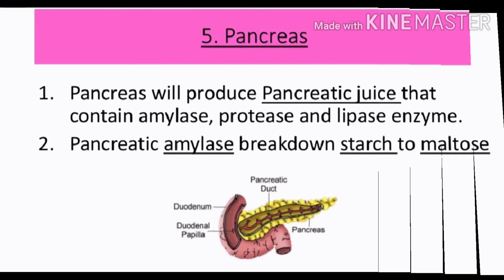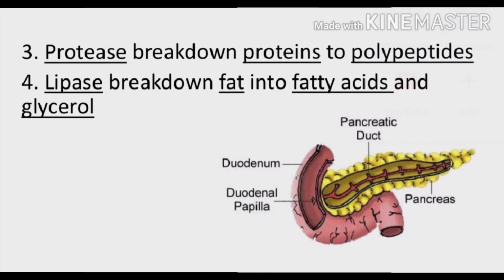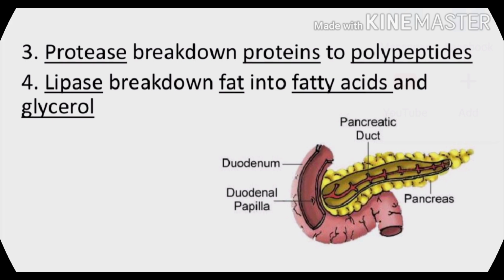Now move towards the next part of the human digestive system, that is pancreas. You see in the diagram, pancreas will produce pancreatic juice that contains amylase. We have discussed earlier protease and lipase enzymes. Pancreatic amylase breaks down starch to maltose. Protease breaks down protein to polypeptide, and lipase breaks down fat into fatty acids and glycerol.